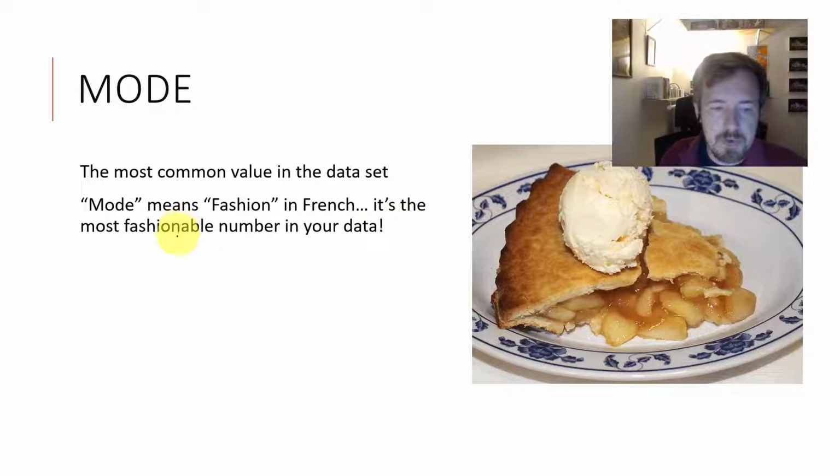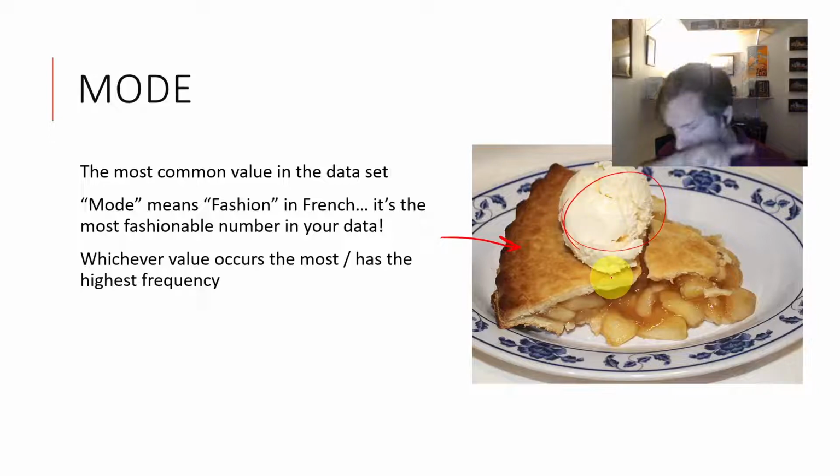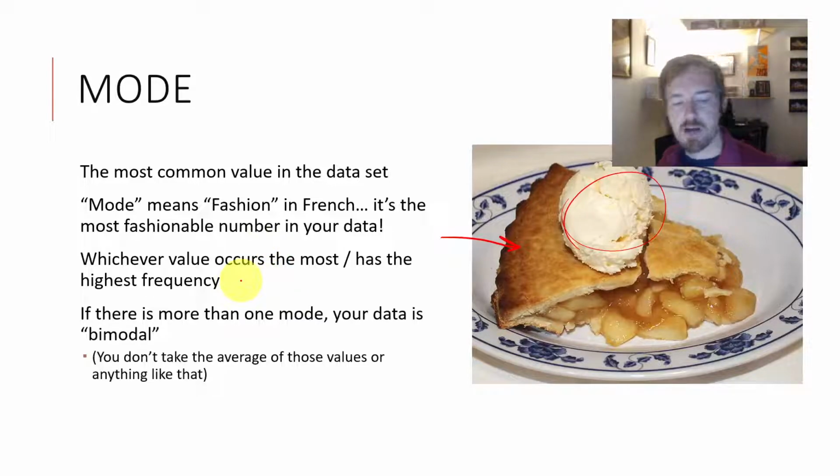So it is the most common one. And I put a picture of pie here, basically because whenever people talk about pie à la mode, they mean pie of the fashion, because back in the day it was seen as a fashionable thing to get your pie with ice cream. Because it is delicious. Let's not kid ourselves. So this is going to be whichever value occurs the most in your data set. It occurs the most frequently.